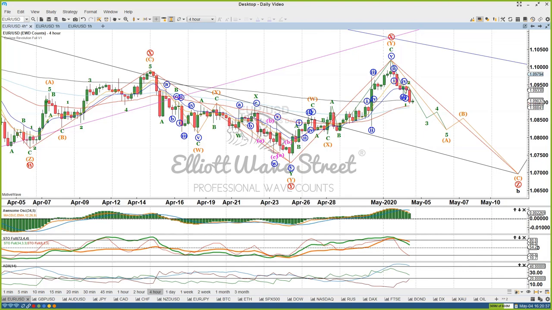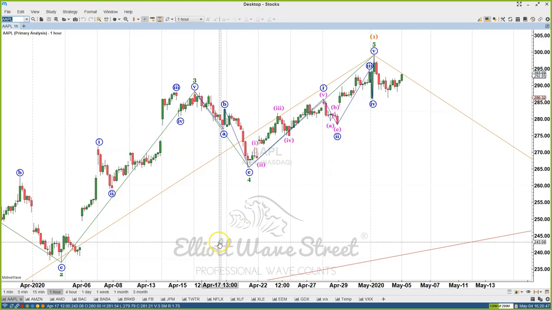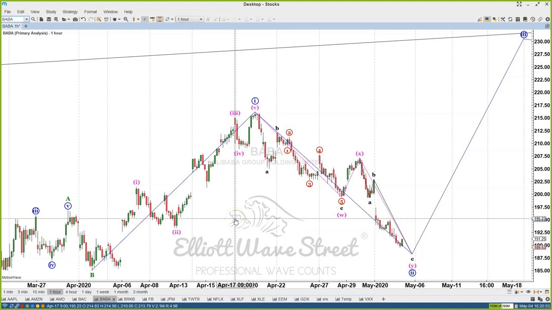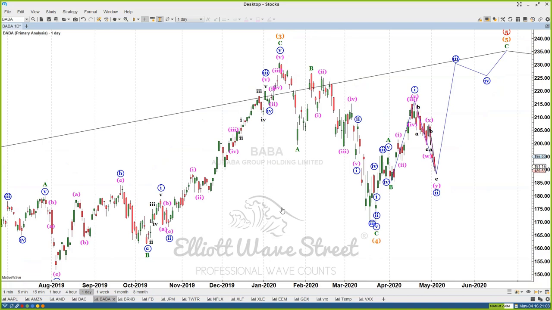Now, what if we go to a stock and then we go to a futures market and then we go back to another currency? Let me check which one was going to be one of my favorites. Yeah, Alibaba. Alibaba is going to be one of my favorites this week. Let's have a look at the daily chart first, and we can start from there. All right. So this is the daily chart.